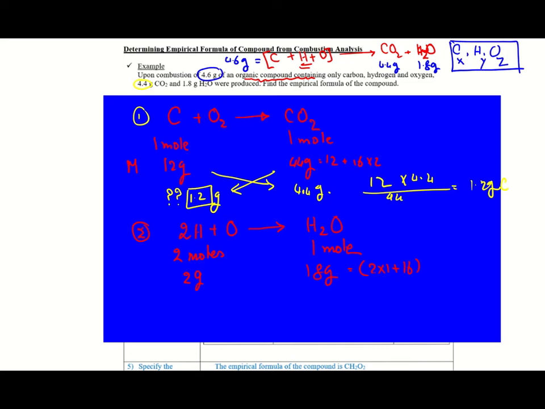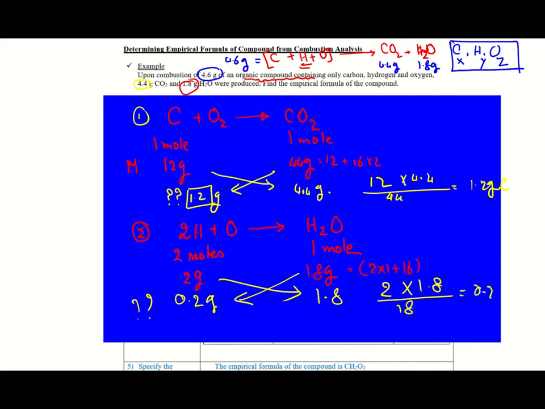18 grams of water. What if we have 1.8 grams of water, not 18, 1.8? So we just put a point here, and also a point here: 0.2 grams. Or you can get it from cross multiplication, if this is the unknown: 2 times 1.8 over 18, equal 0.2 grams.